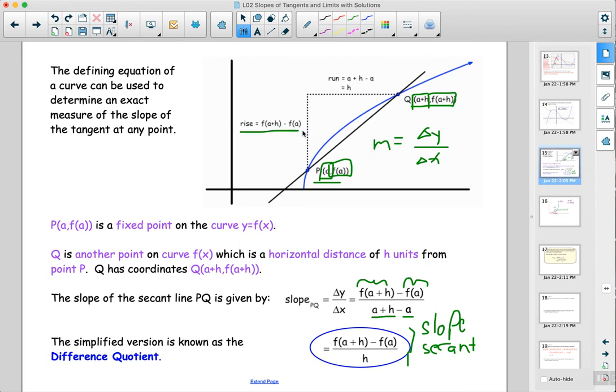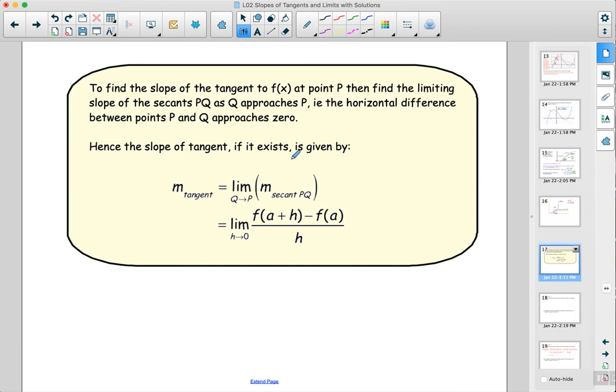There's the rise, difference in the y coordinates. There's the run, the difference in the x coordinates. This thing is important. We're going to call that the difference quotient. So I'm going to move forward to here now. So to find the slope of the tangent, what do we do? So we've now found that this difference quotient, which is going to give me the slope of the secant, is f at a plus h minus f at a all over h.